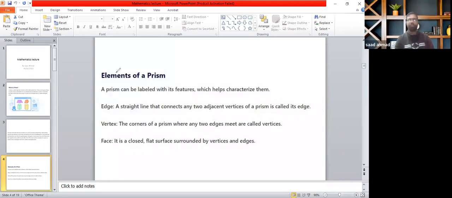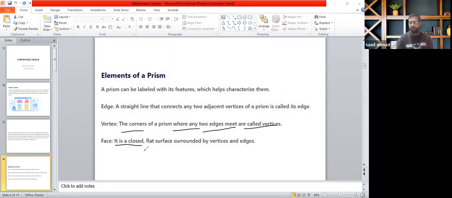Okay, next is the elements of the prism. A prism can be labeled with its features, which help characterize them. Edge. A straight line that connects the two adjacent vertices of the prism is the edge. Like this one is an edge, this one is an edge, this is an edge. The one that connects the two vertices is an edge, the straight line. The corner of the prism where any two edges meet are the vertices.